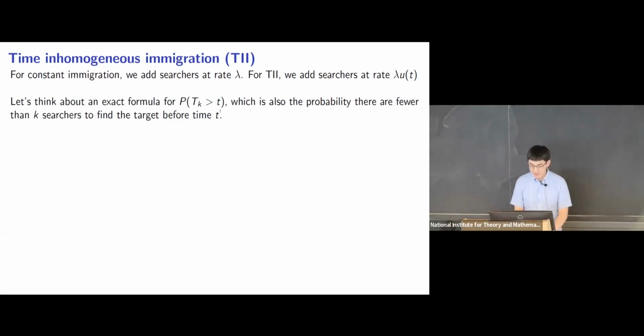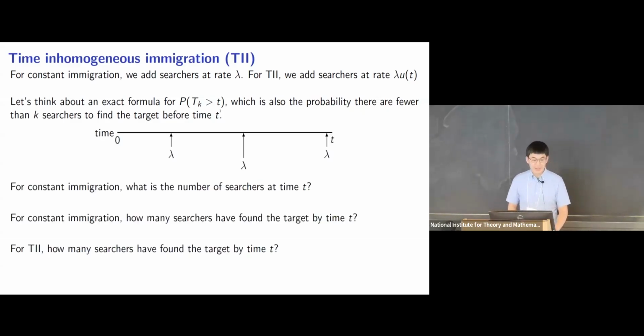Okay, so if we think about an exact formula for the kth first passage time, well, we can also rephrase that as the probability that fewer than k searchers have found the target by time t. So if we can describe the number of searchers that have found the target before time t, if we can describe that distribution, we're good. Okay, and to do that, let's think about 3 questions, going up in complexity maybe. First question, if you have constant immigration, how many searchers are there at time t? Not worrying about finding a target or not at all.